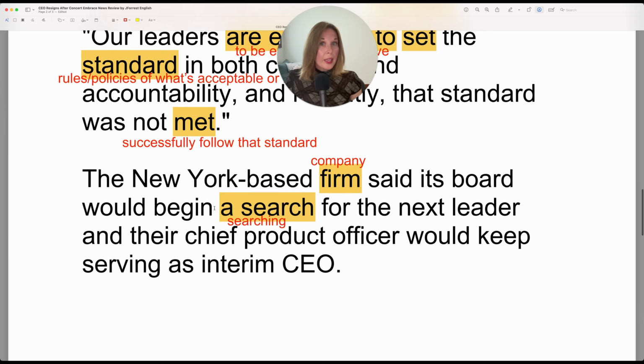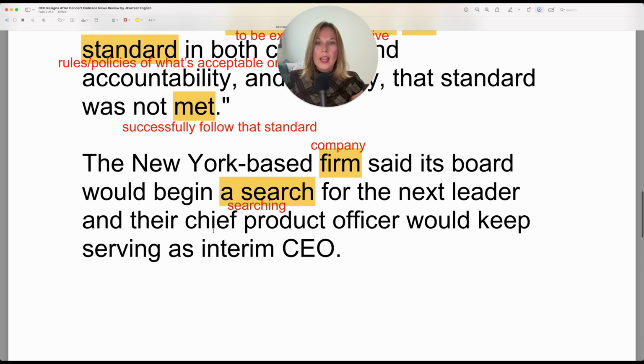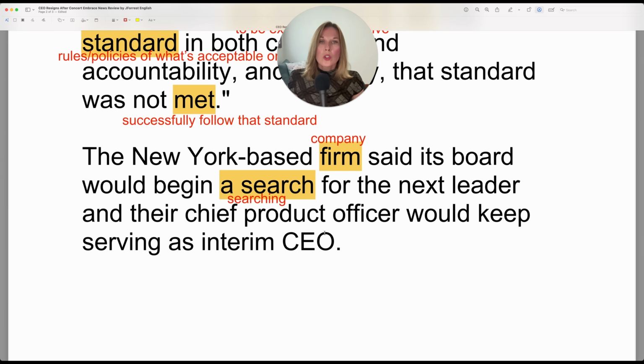So its board would begin a search for the next leader to replace the CEO because the CEO resigned. The next leader and their chief product officer would keep serving as interim CEO. So the CEO who went to the Coldplay concert and embraced the woman who was the CPO, Chief People Officer, they both resigned. And then the chief product officer was named interim CEO. The word interim is important here. It means temporary. Temporary until they find a permanent CEO, which they have begun searching for.